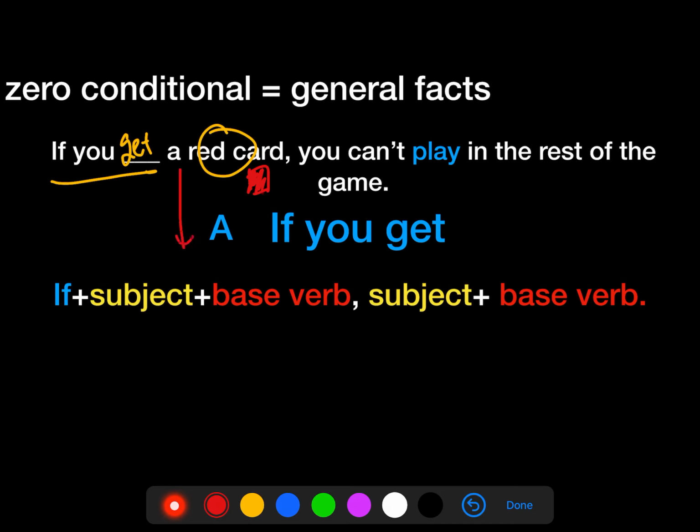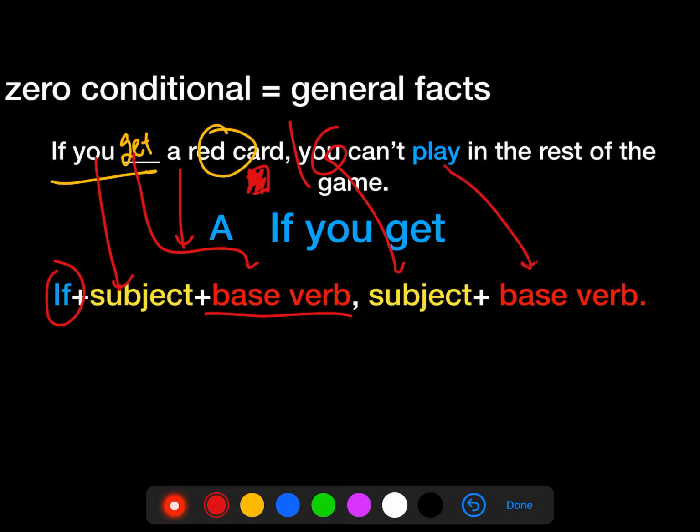So let's have a look at the structure of the zero conditional clause. If, subject, get, base verb. If you get a red card, as a result, you cannot play in the rest of the game. As I said, zero conditional. Okay? Very good.